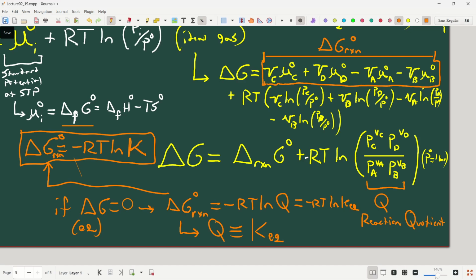The negative RT ln K is negative. It's like, this is negative. No, it's positive because if this is 0, then you have this plus this is equal to 0. So one of them's going to go on the other side of the negative. We'll do an example of this next class, a direct example. And you'll see what I mean.